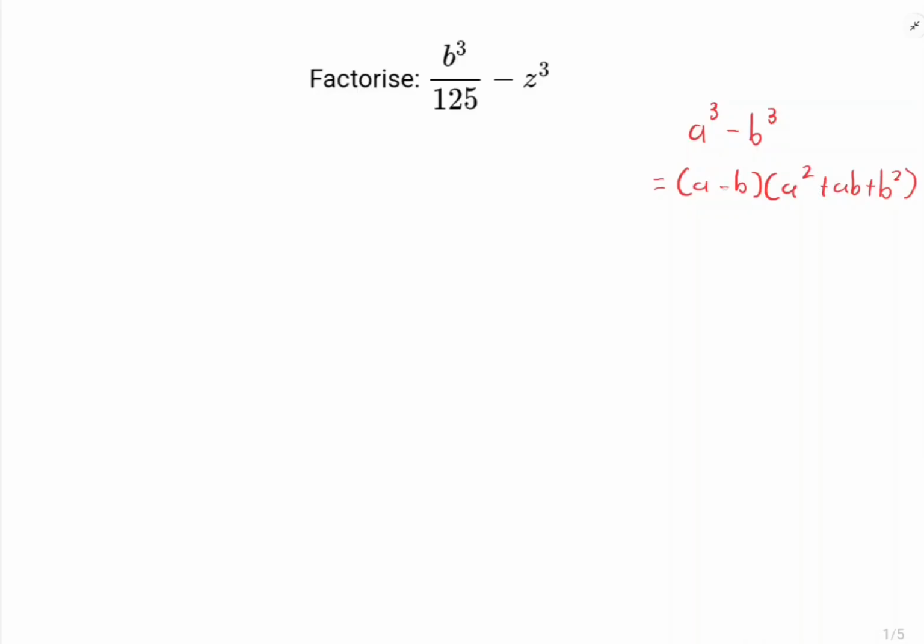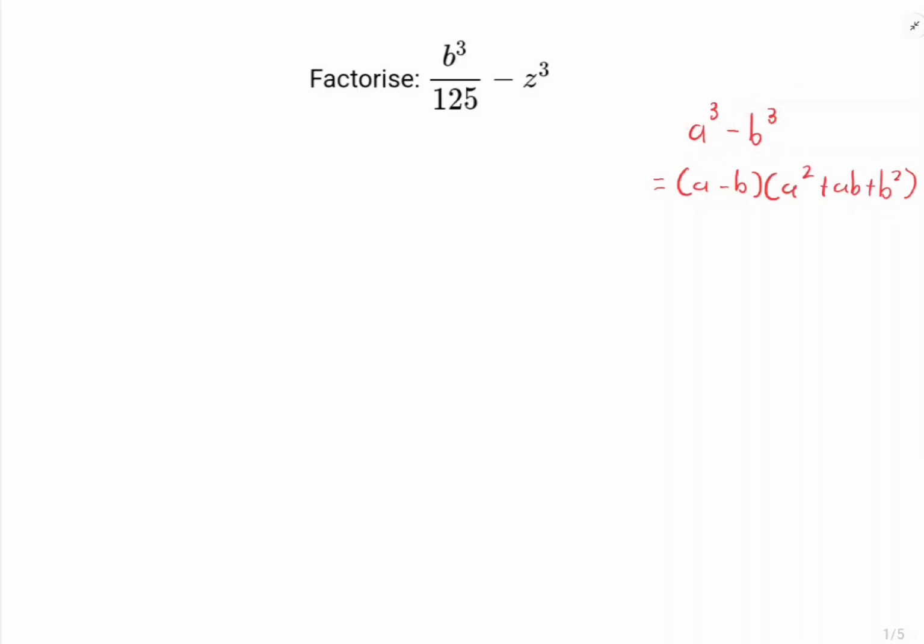Here we can see that the sign is negative, but we're going to flip the sign and make it positive. So we multiply the 2 terms, but flip the sign and make it positive. And then lastly, we also square the last term, which ends up being plus b squared. That is how we would factorize the difference of 2 cubes.